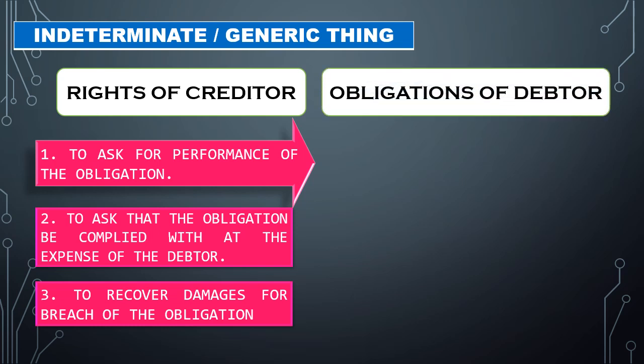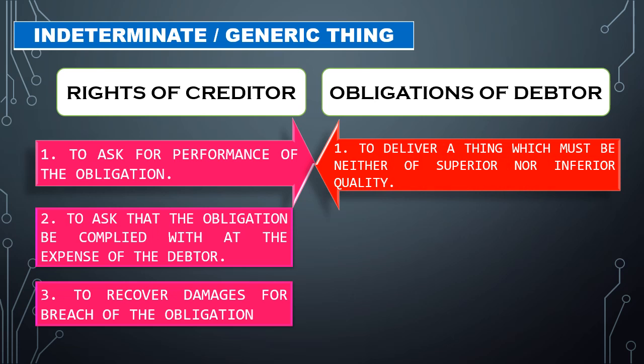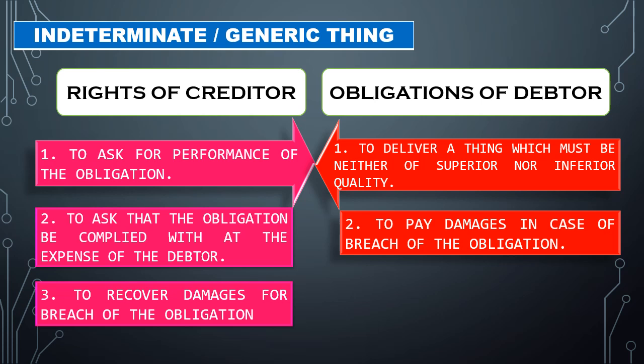How about the obligations of the debtor? The debtor has the duty to deliver a thing which must be neither of superior nor inferior quality, and to pay damages in case of breach of the obligation. Take note again na ang sinasabi ditong breach applies not only to your voluntary breach but also to your involuntary breach, and that is your fortuitous event. The reason for that is because of the principle that the genus never perishes.